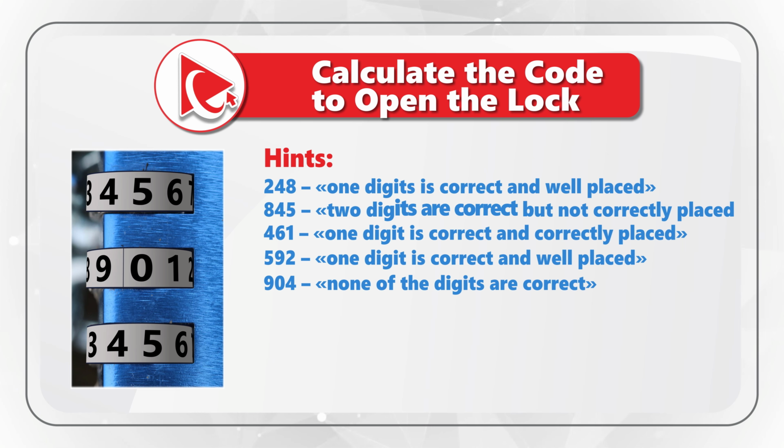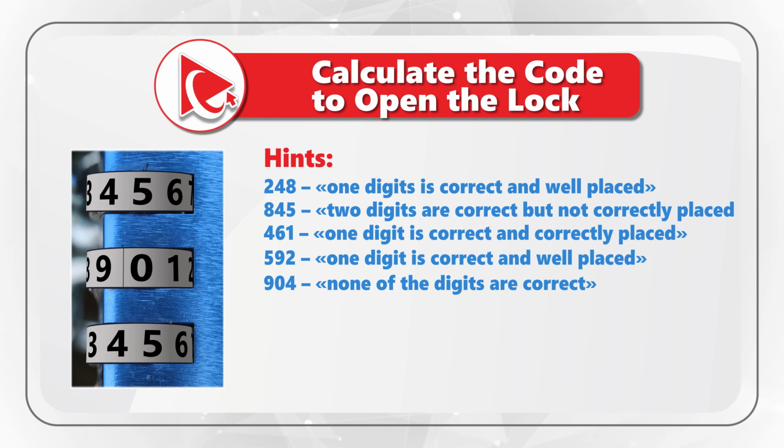In the digits 845, 2 digits are correct but not correctly placed. In the digits 461, only 1 digit is correct and it is correctly placed. In the digits 592, only 1 digit is correct and it is well placed. And last but not least, hint that in the digits 904, none of the digits are correct.